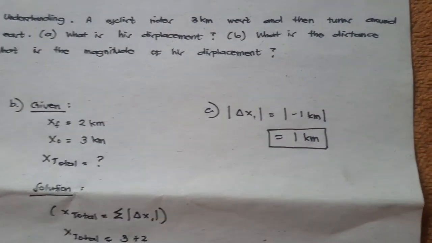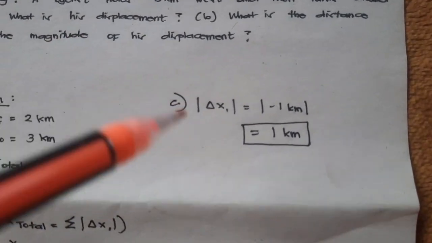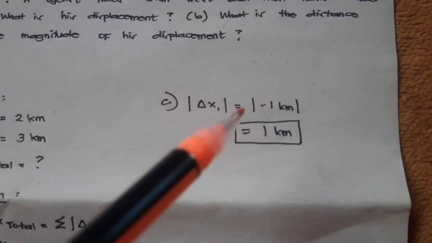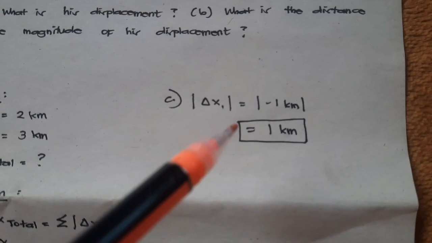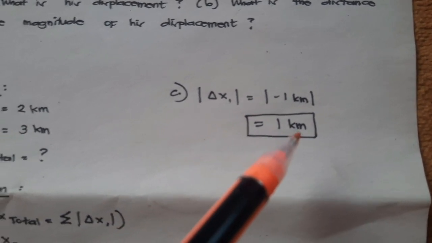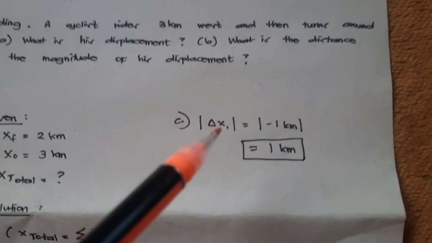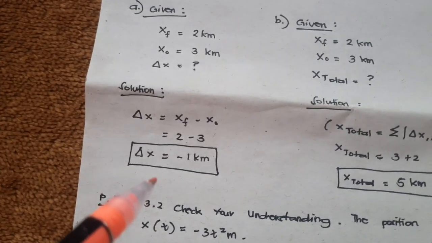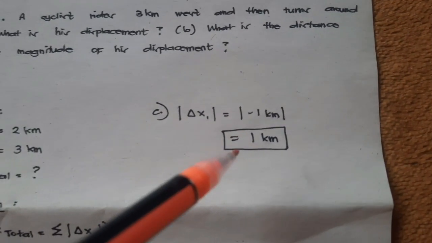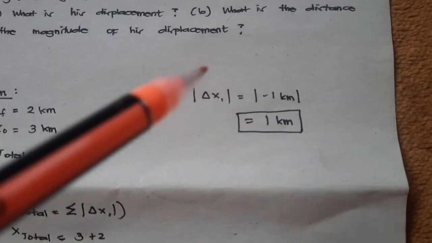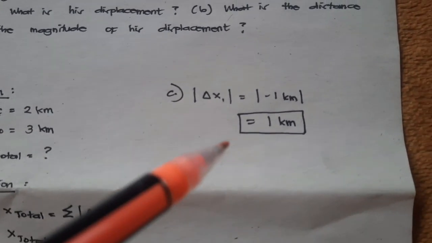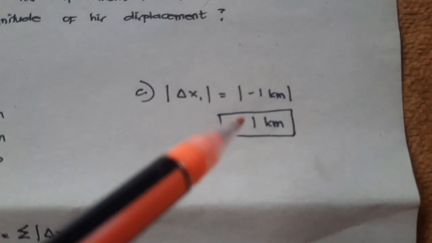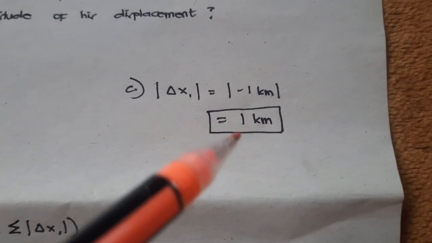And then in letter C, the magnitude of displacement is expressed as the absolute value of displacement. So we have negative 1 km. Since we already found the displacement of the cyclist in letter A, we take the absolute value, which has no negative sign. So negative 1 becomes positive 1 km.